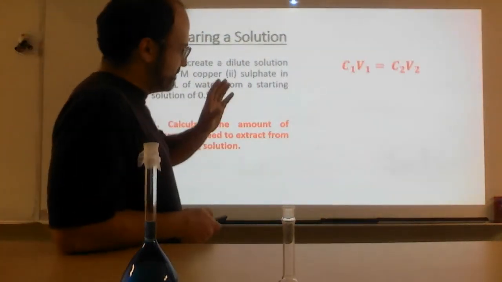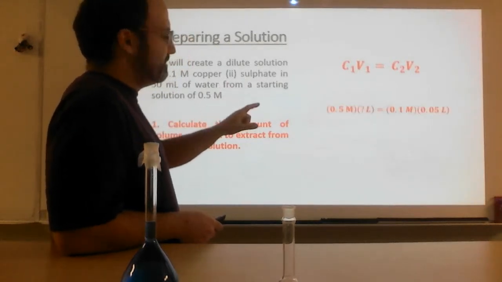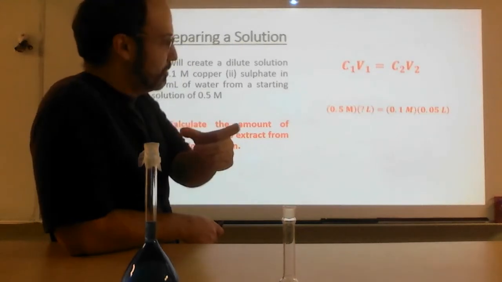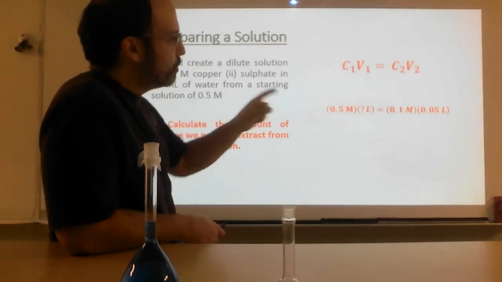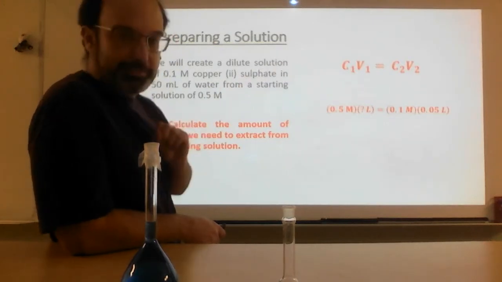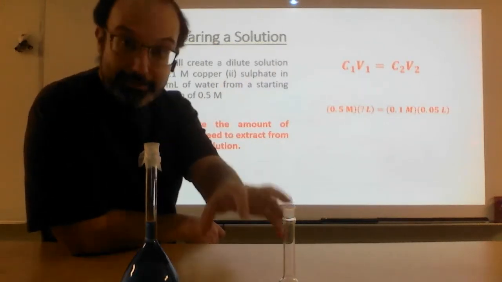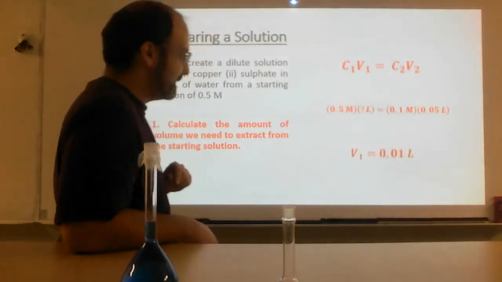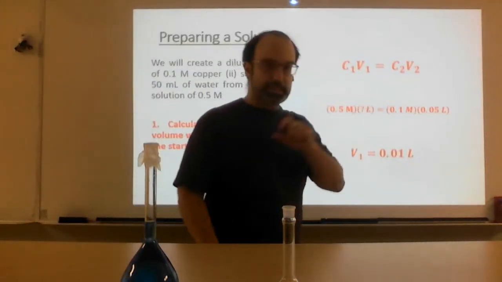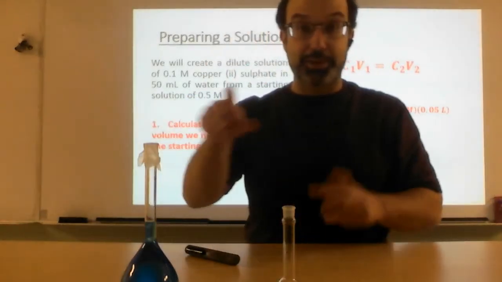Here's our equation, very straightforward. We start filling in our numbers. 0.5 is what we're starting with, but how much am I taking out? I don't know, but I can figure it out. 0.1 molar is what I want to make, and 0.05 liters is how much I'm going to have in the end. So I take those two, multiply them together. At the end, what I'm going to learn is that I'm trying to get 0.01 liters pulled out of here, and that will give me enough moles.